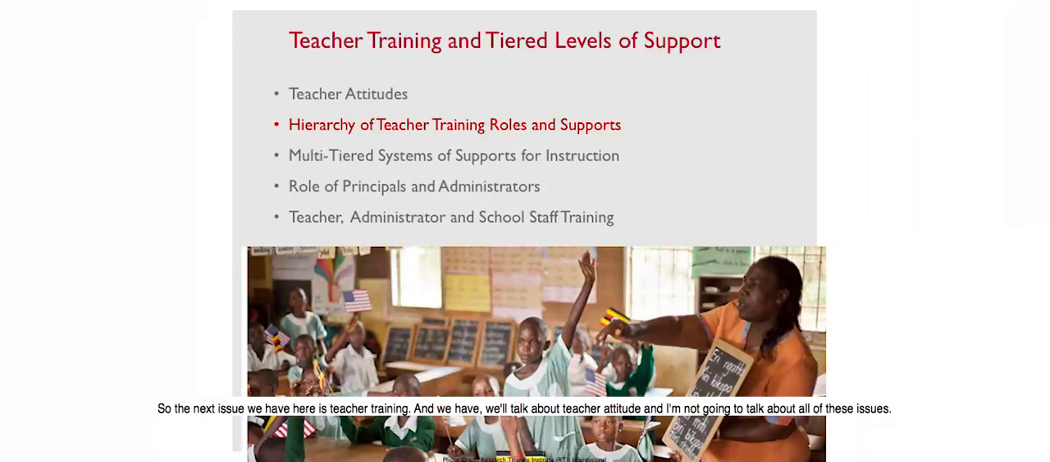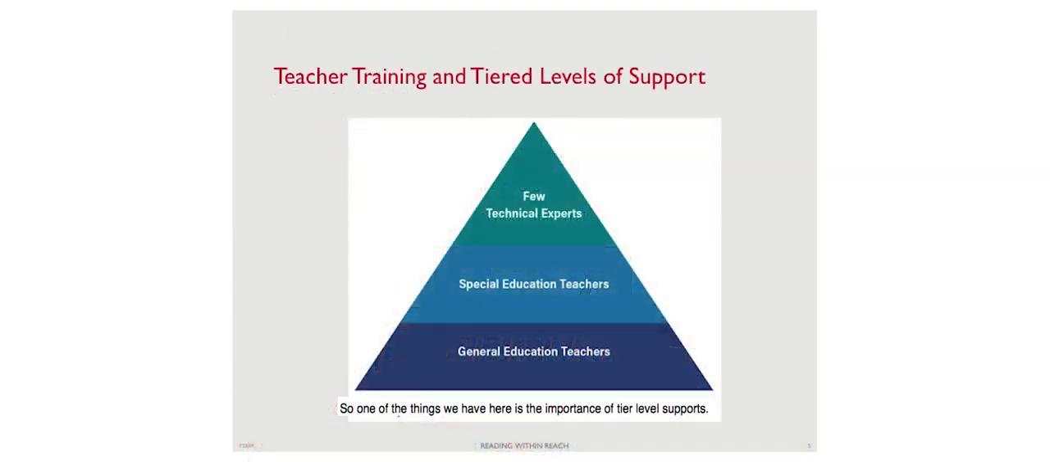The next issue is teacher training. We'll talk about teacher attitudes, and I'm not going to go through all of these issues. I'm just going to focus on a couple of things, and talk more about the hierarchy. In the toolkit, we talk about teacher attitudes. Teacher attitudes can serve as a barrier. We talk about the role of principals and administrators, and the importance of multi-tiered support. So one of the things we have here is the importance of tiered level supports.